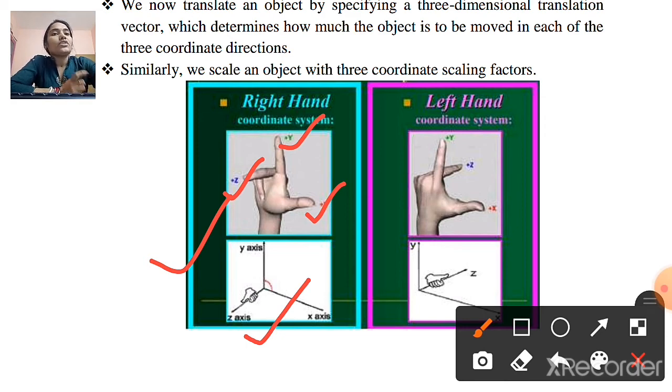If the coordinate system is shown in the left hand, the thumb is your x-axis, the second finger is your y-axis and the middle finger is your z-axis. In this way, the left-handed coordinate system is represented.